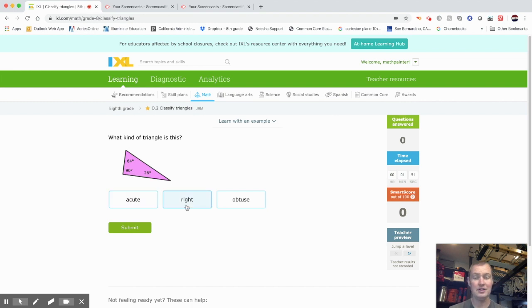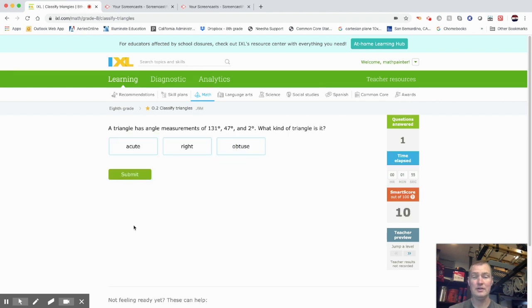Let's get started. This one right here is a perfect 90-degree angle. That is a right triangle. Moving along. Notice that right here we have a degree that is bigger than 90, so automatically that is obtuse.